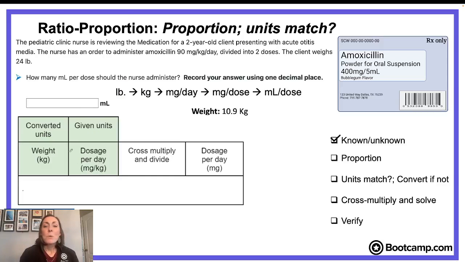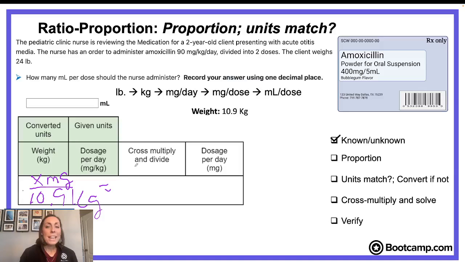All right. So we've converted that weight. We know what we're going to do. We can find out this relationship. So we're going to find out the relationship between the kilograms and the milligrams. So we put our X milligrams, because that's what we're trying to find out. That's our unknown, over 10.9 kilograms. Okay, so that's the relationship we're trying to learn.